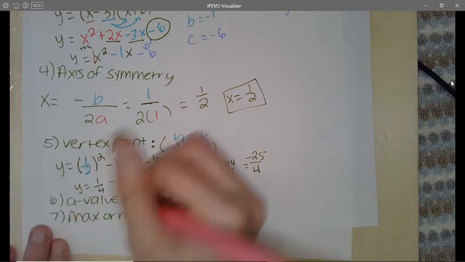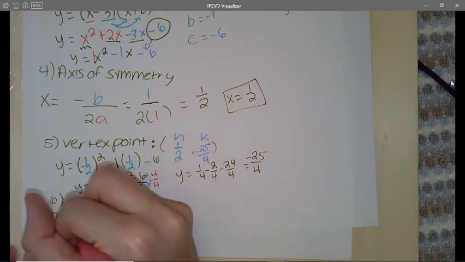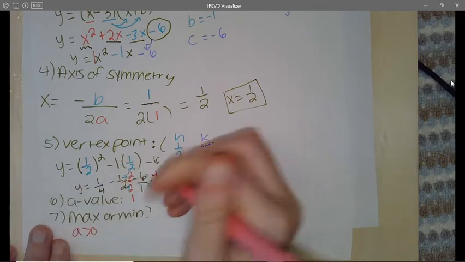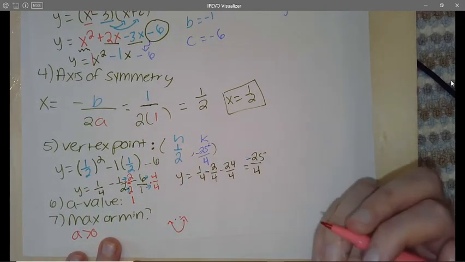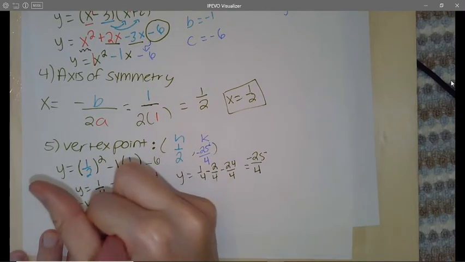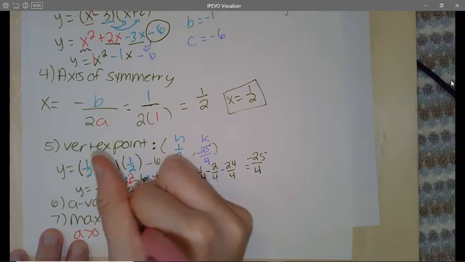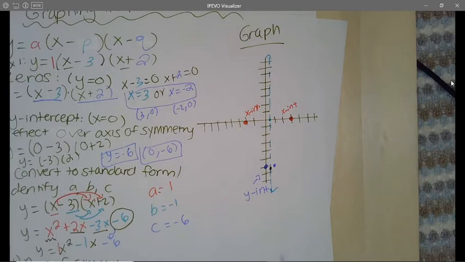Okay, and since A is 1, so it's positive, which means it's greater than 0. Okay, so it's a positive graph, which means it's a happy graph, right? So it's going to have a minimum, which makes sense because if you look at the graph, it kind of looks like it's taking that shape anyways, right?